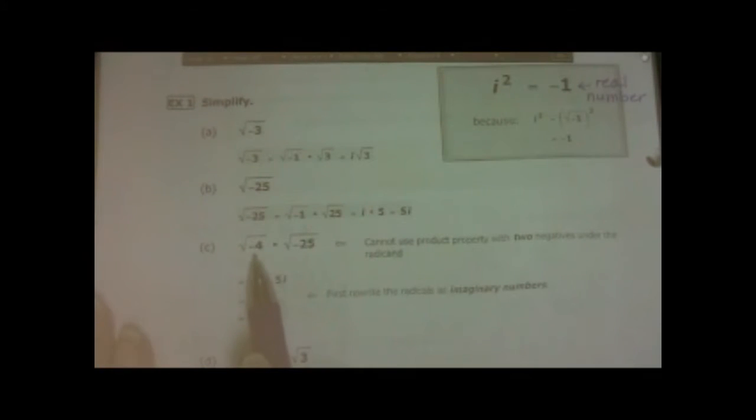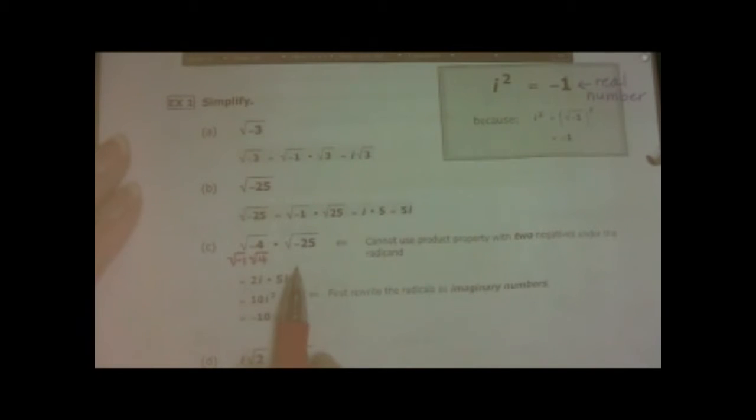So the square root of negative 4 is actually the square root of negative 1 times the square root of 4. So split it up into the square root of negative 1 and the square root of 4. The square root of negative 1 is i. The square root of 4 is 2. So that's 2i. Let's go to negative 25. We already simplified this in the last example, and we said it was 5i. So now I'm going to multiply 2i times 5i. That gives me 10i squared.